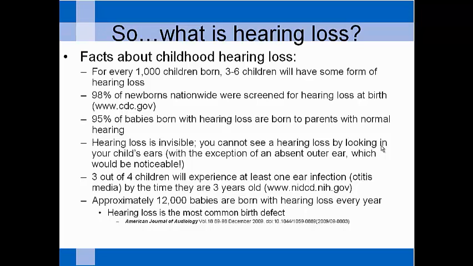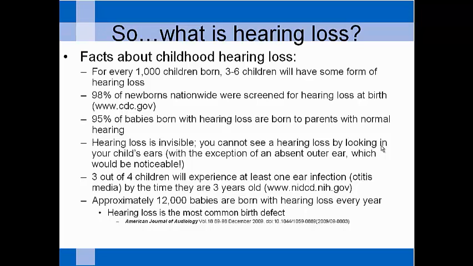Hearing loss is invisible. You cannot see hearing loss just by looking at a person or looking at your child's ears. However, if they are missing the outer part of their ear or something, then obviously that is noticeable.